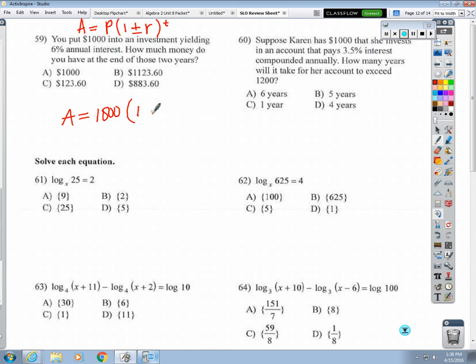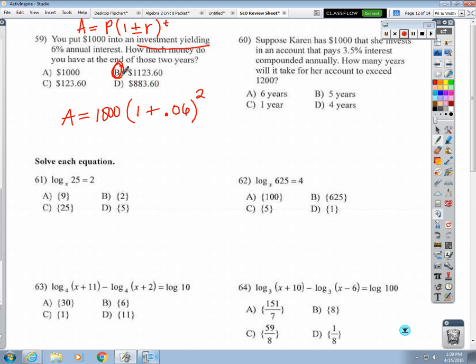Is this plus or minus? Because it's an investment that's yielding annual interest, so you're gaining money. And how do you write 6%? 0.06. And then what is the t value? 2. Now type that in and see what you get. This is your principal amount, your starting value. 1 plus your rate, 6% rate, raised to 2 years. Okay, and that should be $1,123.60.